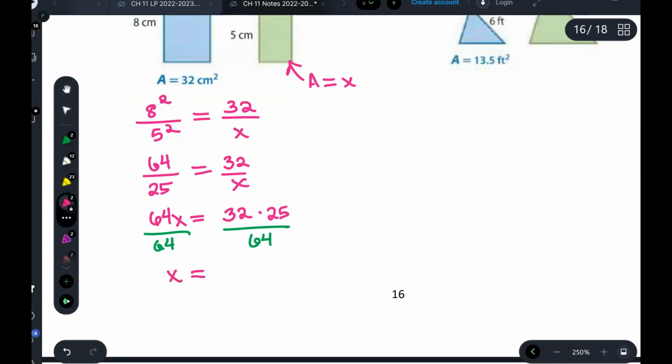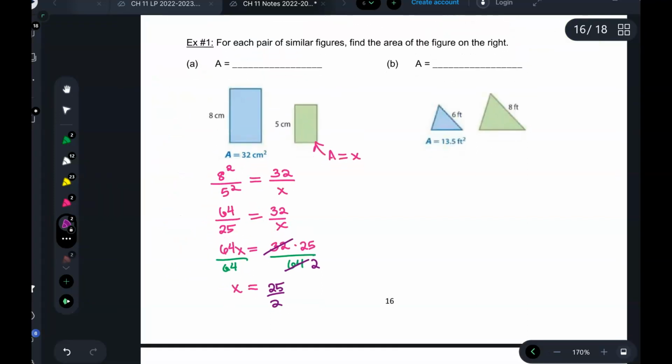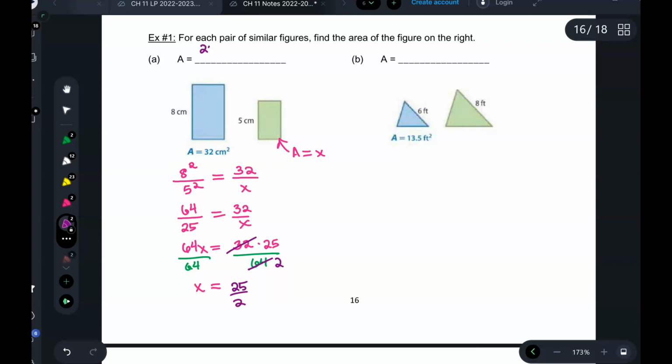Okay, so here we go. There's a reason I did not multiply out the 32 times the 25. Because 32 goes into 64 how many times? It goes in 2 times. So it's 25 over 2 square centimeters.